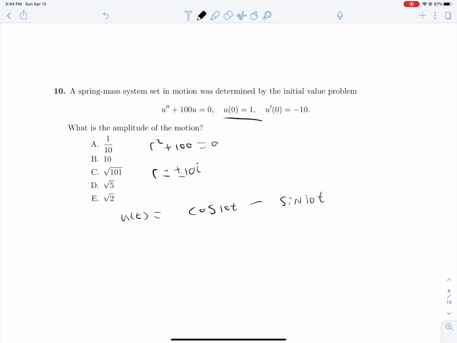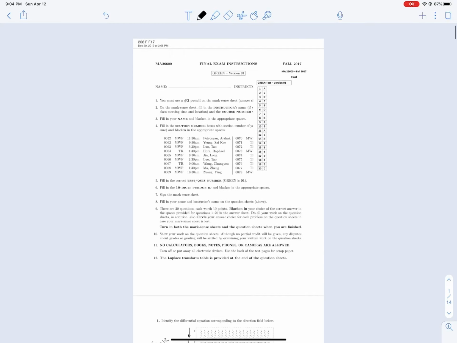And we know that the amplitude of the motion is just this coefficient a, which happens to be 1, so a equals 1, and b right here is negative 1. The amplitude is c. That's the square root of a squared plus b squared, so 1 squared plus negative 1 squared is 1 squared, so we have root 2. 10 is E.